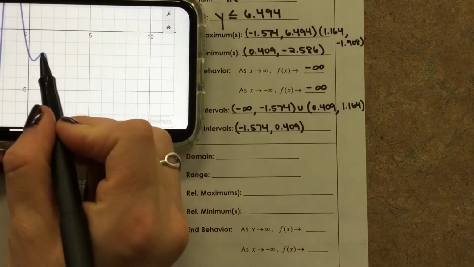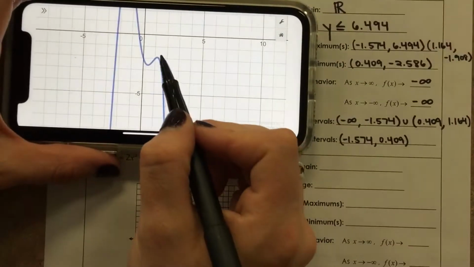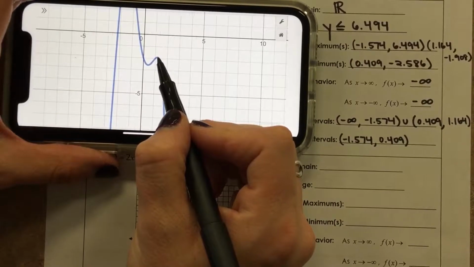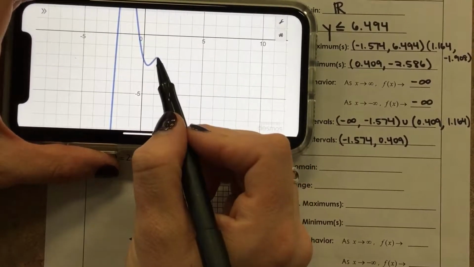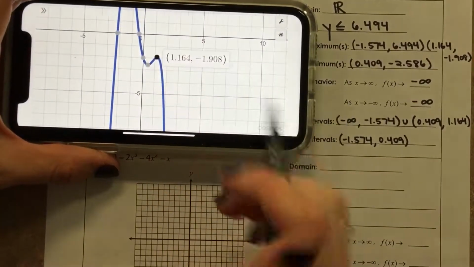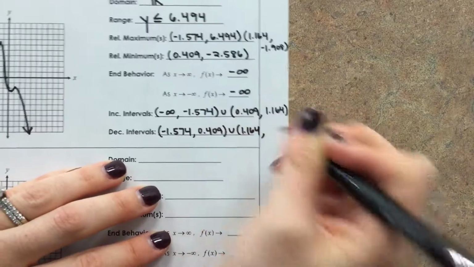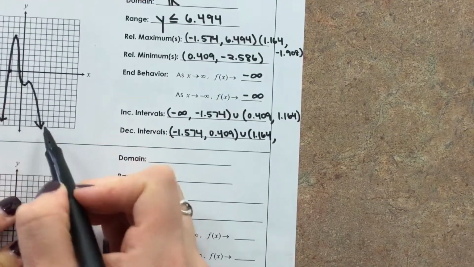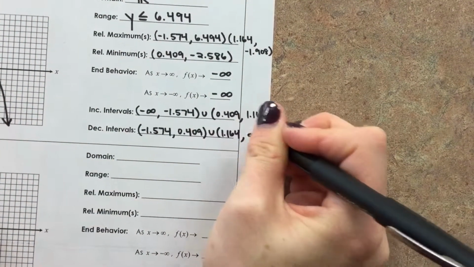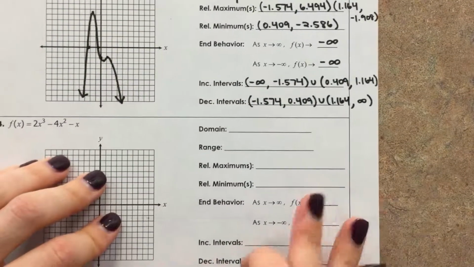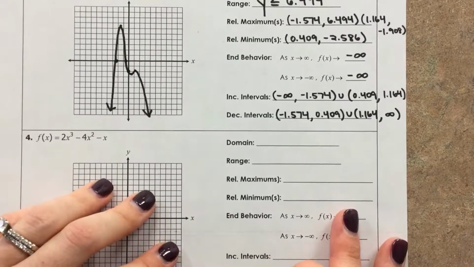Then it decreases again from this point. Oops, that's not even on the screen, I'm sorry. It decreases from this point forever. So we find this point right here, which is 1.164. And then it just decreases forever. When it ends in a right arrow, we just say positive infinity. So the decreasing and increasing will take a little while. It just takes some practice.